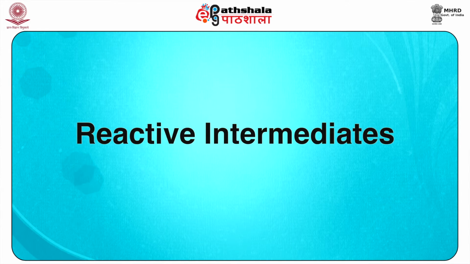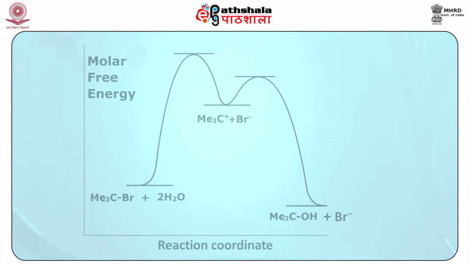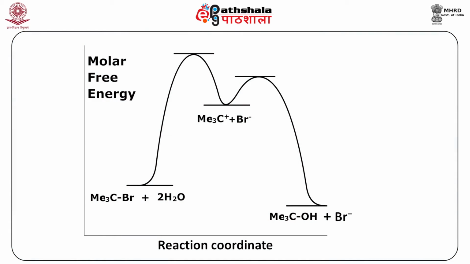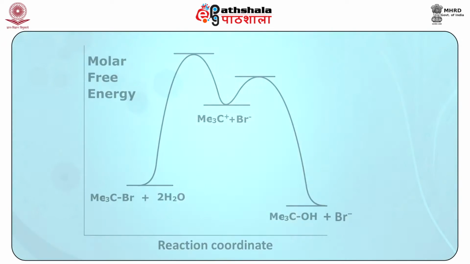Reactive intermediates. Now, what is an intermediate? An intermediate is a species formed in a stepwise reaction which represents a free energy minimum. For example, look at the figure which shows the formation of an intermediate, let us say a carbocation here, during hydrolysis of tertiary butyl bromide. Now, as you can see, it represents a minimum. The various types of reactive intermediates which are known are carbocations, carbanions, free radicals, carbenes and nitrenes.